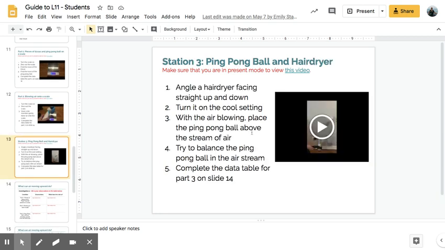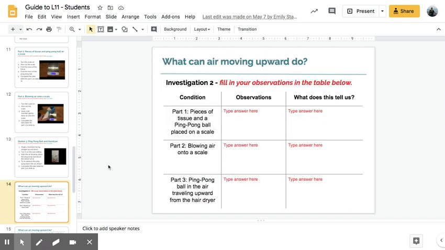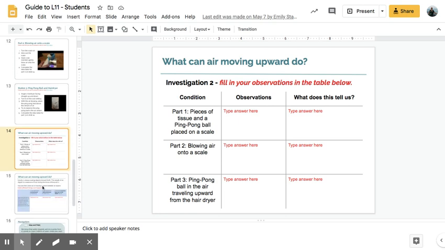Finally, you are going to have a hairdryer facing upwards with a ping pong ball above it. So similar to that setup with the straw and the tissue, only this time it is a hairdryer and a ping pong ball. Once again, video, make sure you're in present mode, or you can follow the link. Just make sure you're logged into your school account in YouTube. You're going to record your observations here. So what happens? What does that tell us for part 1, 2, and 3 of the videos you just watched?